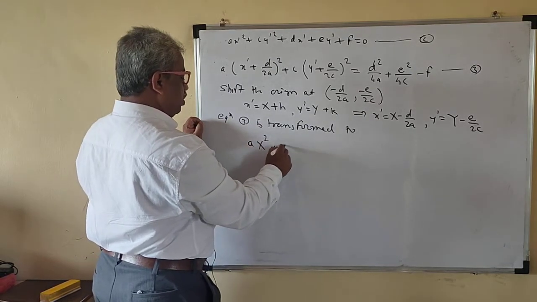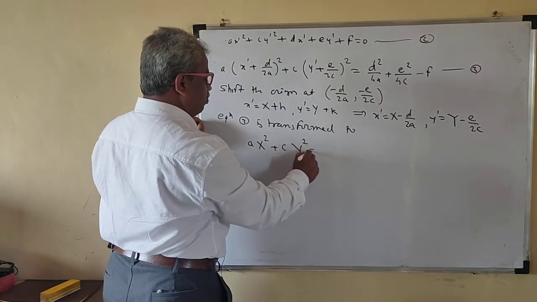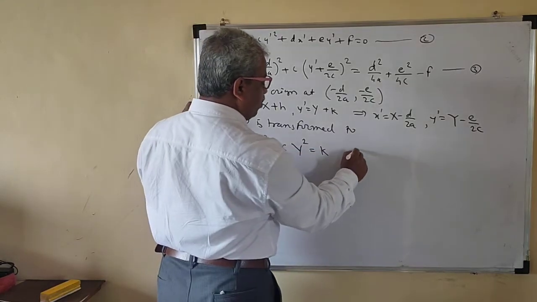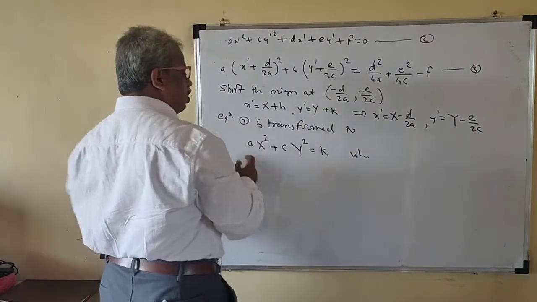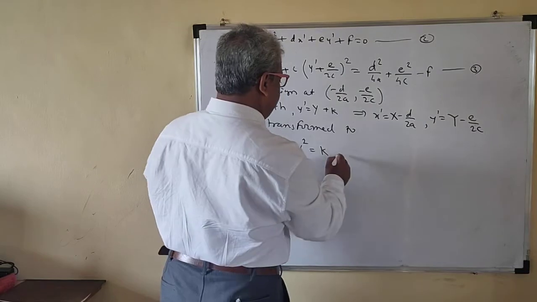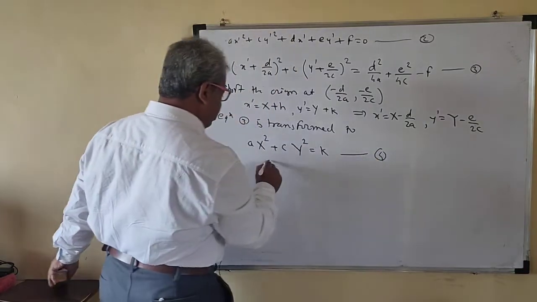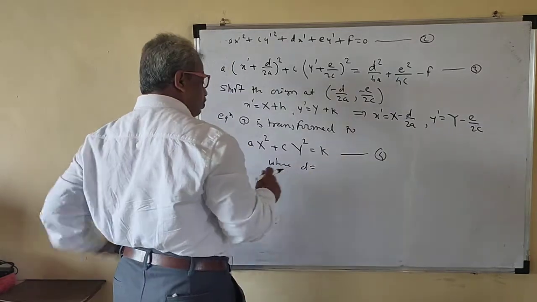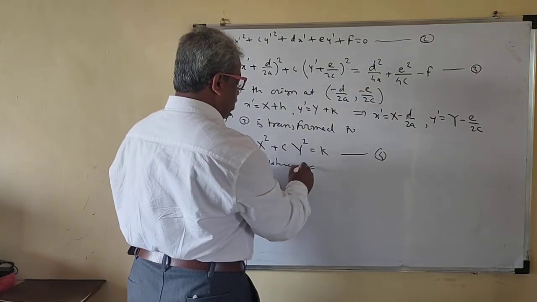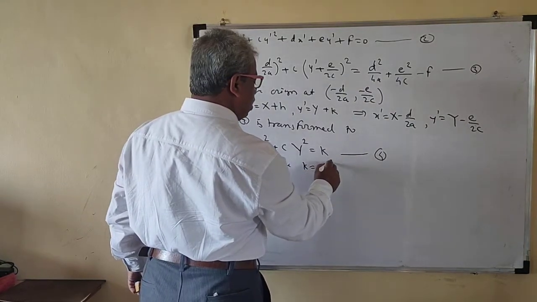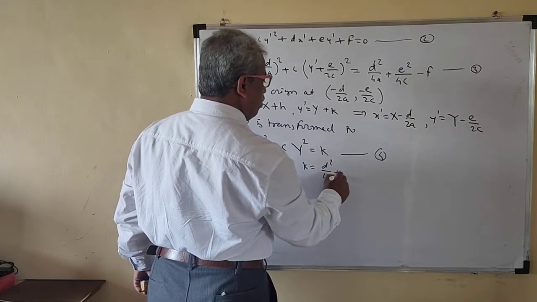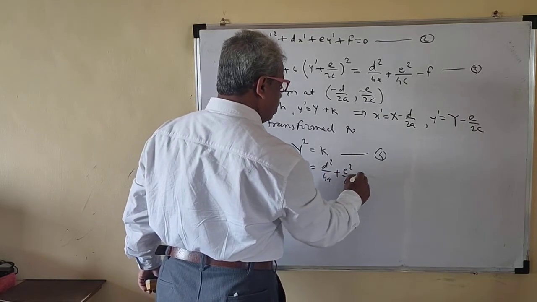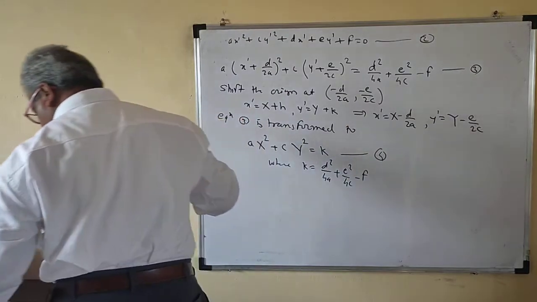So this is what? Capital X square plus c, this is capital Y square, I will say this is k. So I will give the number, this is 4, where k is equal to d square upon 4a plus e square upon 4c minus f.